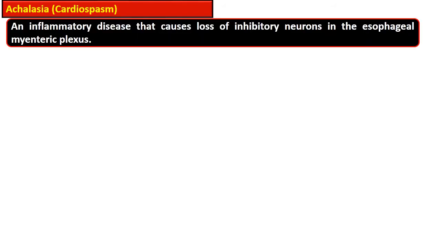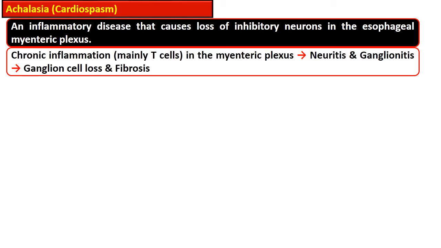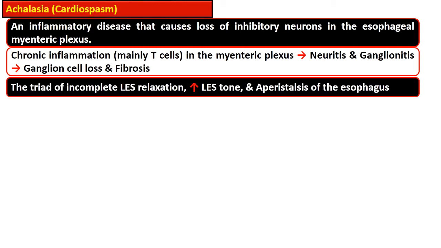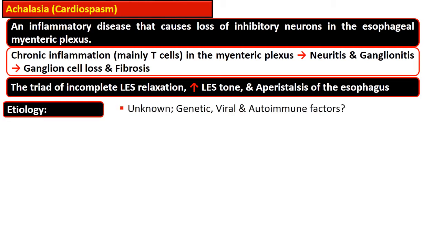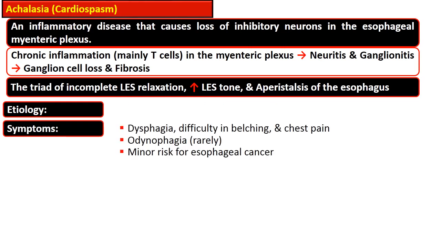Achalasia, also termed cardiospasm, is an inflammatory disease that causes loss of inhibitory neurons in the esophageal myenteric plexus. It is a chronic inflammation that involves mainly T cells in the myenteric plexus. It leads to neuritis and ganglionitis of this myenteric plexus that results in the loss of ganglion cells and subsequent fibrosis. So achalasia is the triad of incomplete lower esophageal sphincter relaxation, increased tone of the lower esophageal sphincter, and aperistalsis of the esophagus. The etiology of this condition is unknown, while genetic, viral, and autoimmune factors have been attributed to this condition.